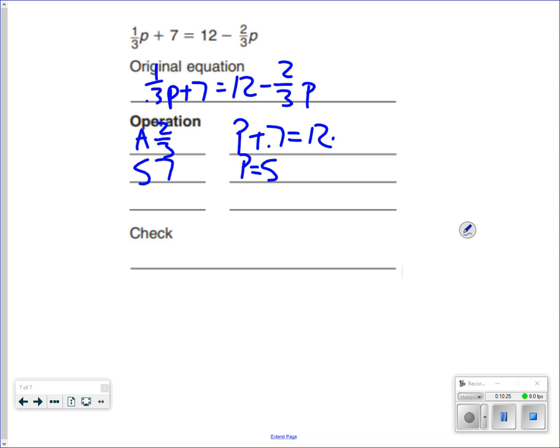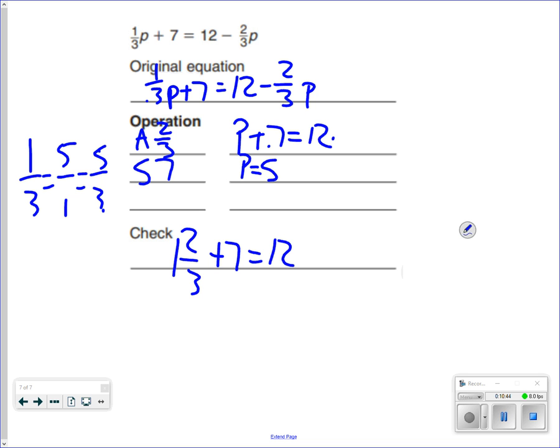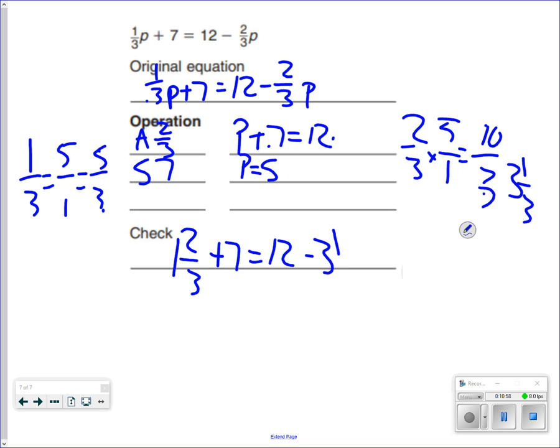If I solve this out, 1/3 times p is 1 2/3. If you don't believe me, it's 5/3. How many 3's go into 5? 1 2/3. Plus 7 equals 12 minus, well, what's 2/3 times 5 over 1? 10/3. How many 3's go into 10? 3 1/3. So I have a negative 3 1/3.